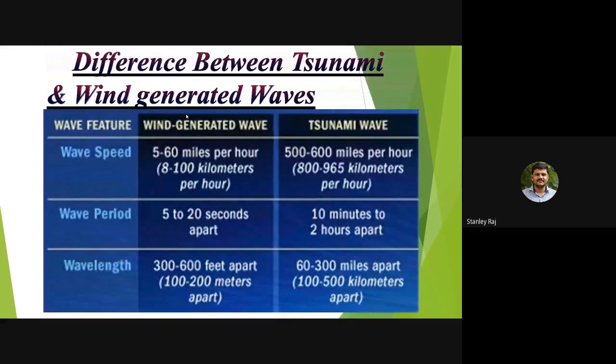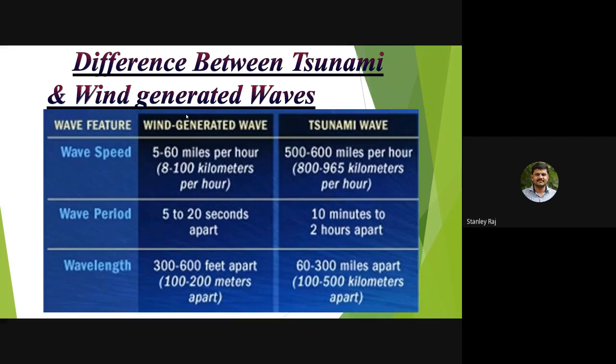So, the difference between tsunami and wind-generated waves. Wind-generated waves, which we used to call tidal waves, may be due to the Earth-Moon impact, as well as from wind, and they travel at around 8 to 100 km per hour. But a tsunami wave travels at around 800 to 965 km per hour, so it's very dangerous. The wave period of regular waves is 5 to 10 or 20 seconds apart, but the tsunami wave period is 10 minutes to 2 hours apart.